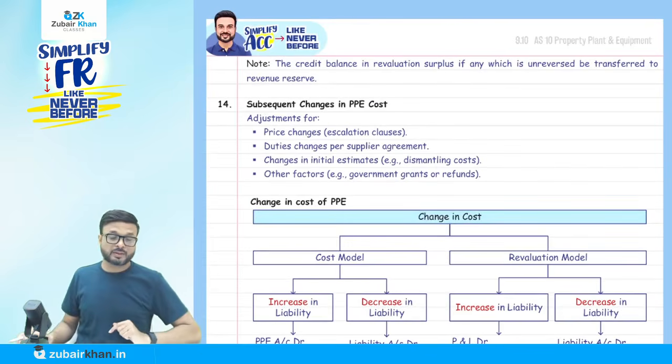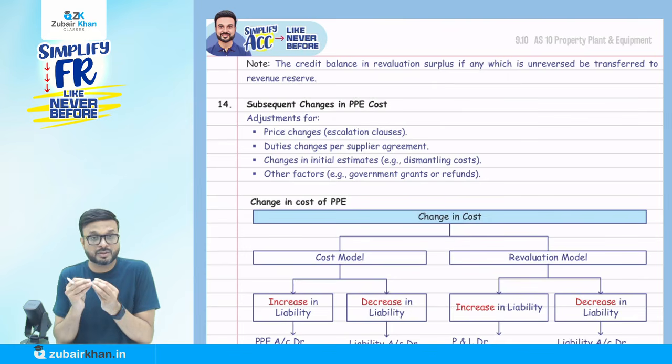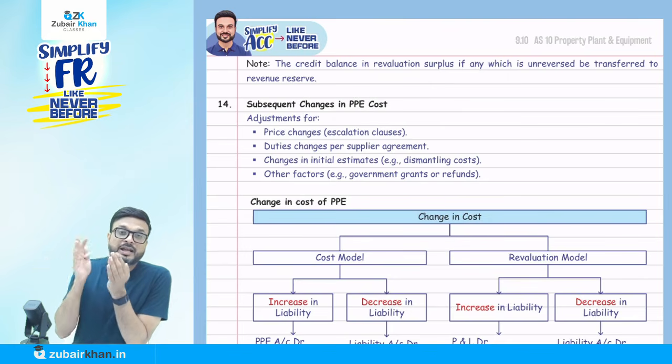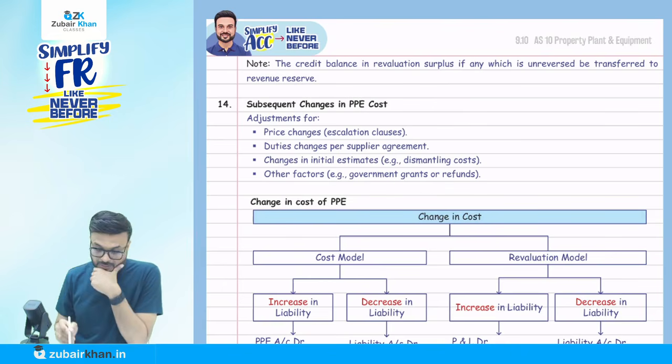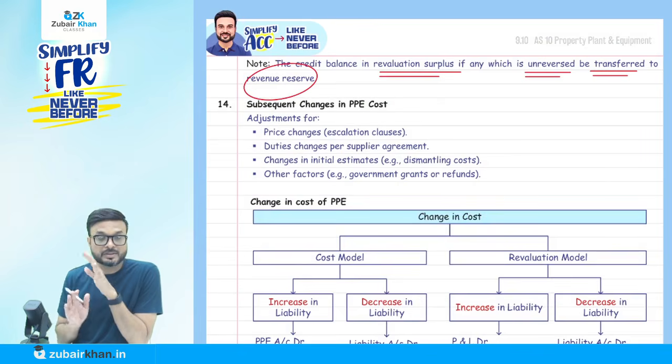But note, remember that when you sold PPE, whatever amount is in the revaluation surplus for that particular asset, that much we mandatorily have to transfer from revaluation surplus to revenue reserve. So the credit balance in the revaluation reserve, if any, which is unreversed, must be transferred to revenue reserve, which is mandatory.